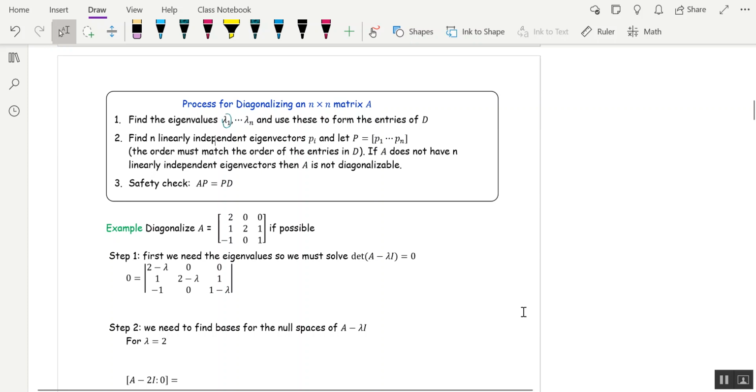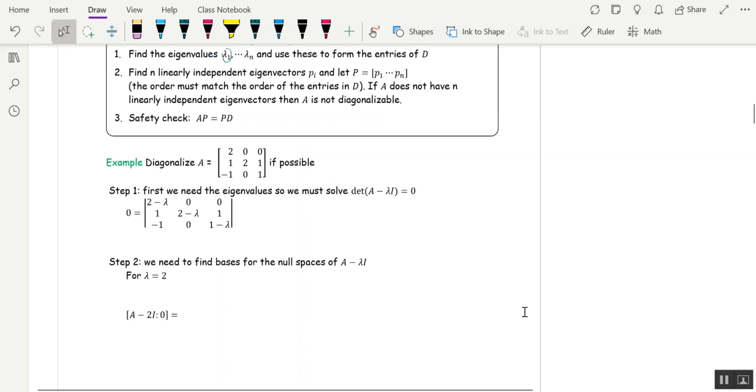Okay, diagonalize A if it's possible. Yes, it is possible. So first step, we need to find the eigenvalues. So we're going to solve the characteristic equation. I put in A minus lambda I in here, and then I put the determinant bars, and I set it equal to 0. Now, this is not a diagonal matrix, so we actually need to do some work. I'm going to do cofactor expansion on the top row, because that'll be easy.